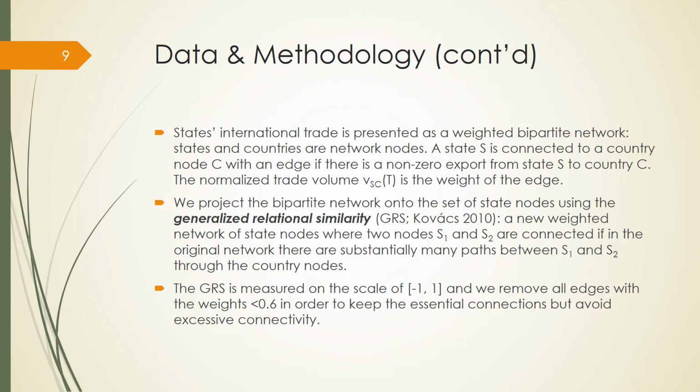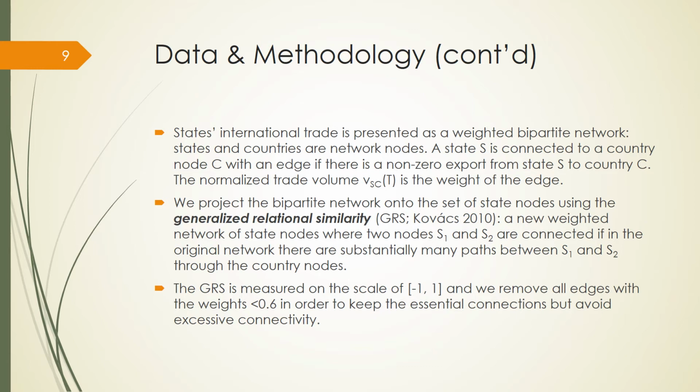The result is a weighted bipartite network where states and countries are network nodes. A state is connected to a country if there is a non-zero export from the state to the country. The normalized trade volume is the weight of the edge.